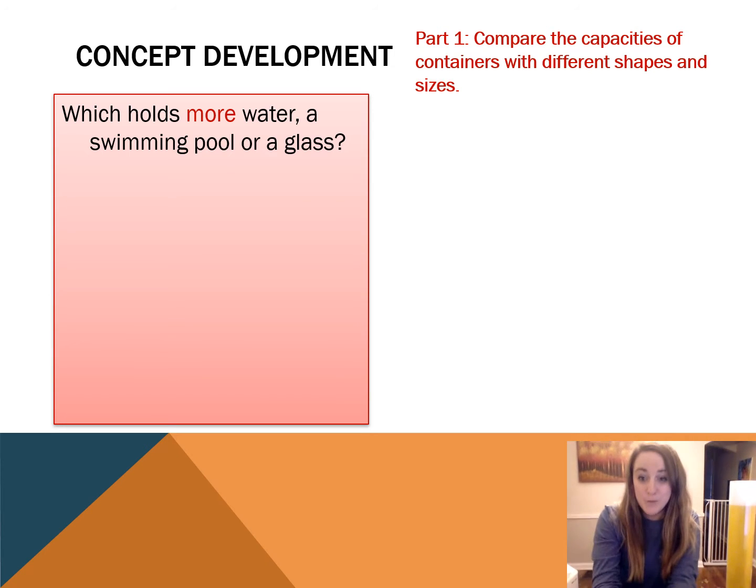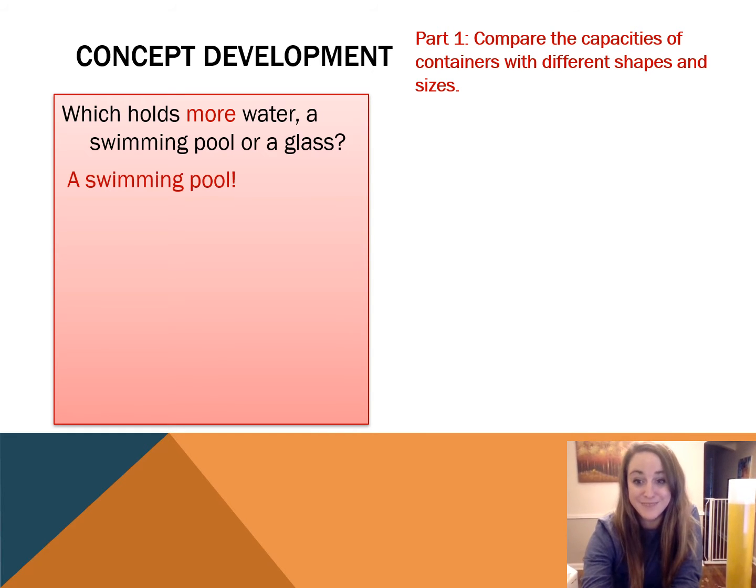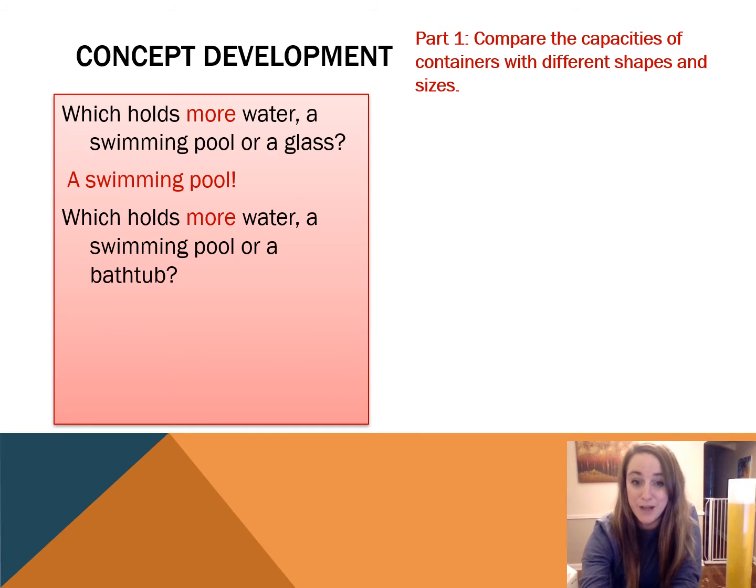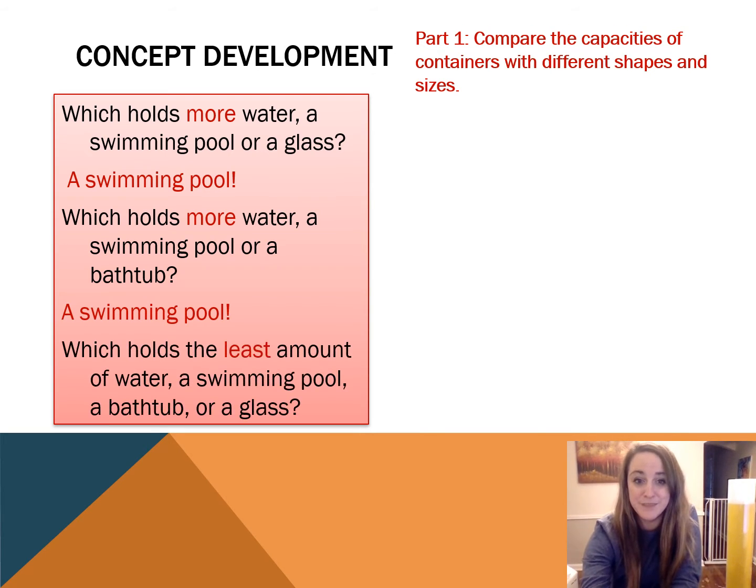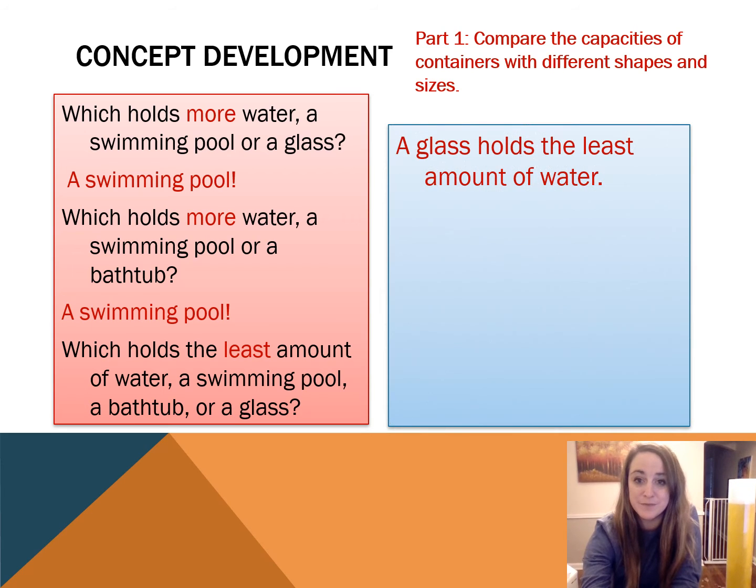Before we get started, I want to have a few questions for you. Which holds more water, a swimming pool or a glass? A swimming pool holds more water. Now, which holds more water, a swimming pool or a bathtub? The swimming pool still holds more water. Now, which holds the least amount of water, a swimming pool, a bathtub, or a glass? A glass holds the least amount of water.